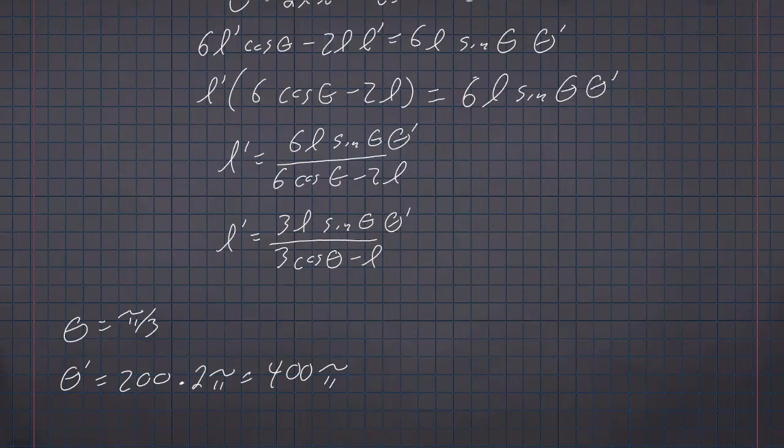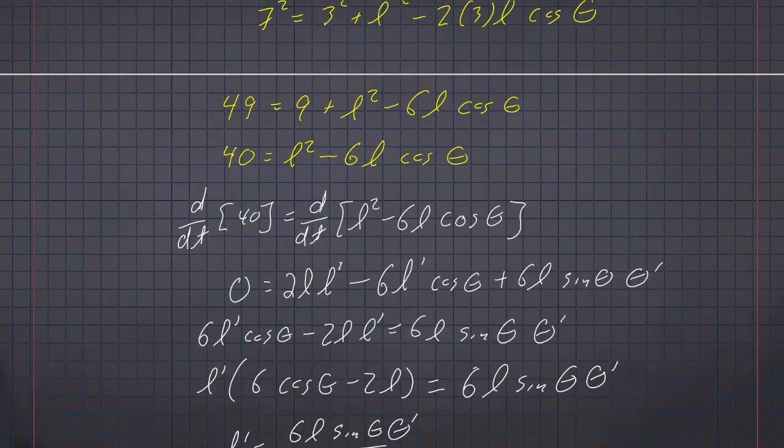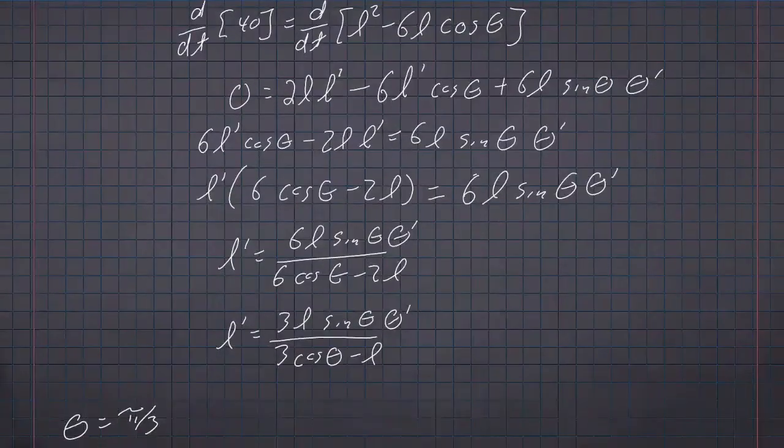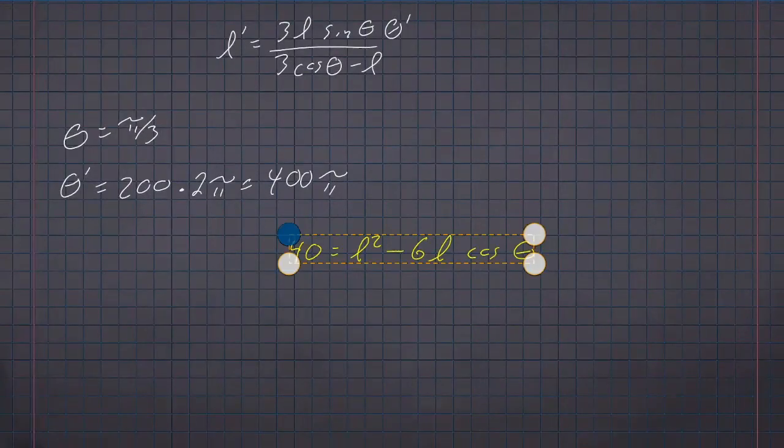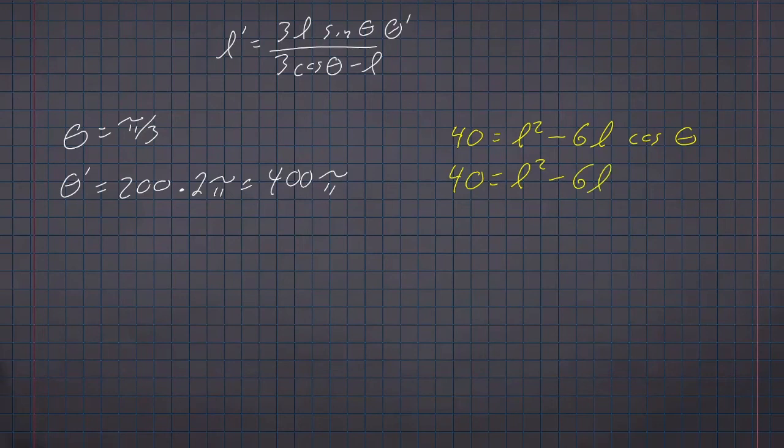L is a little bit trickier. To figure out L, I'm going to have to go back to the equation I got using the law of cosines. I know that I'm looking at the particular case where theta is pi over 3. So I can plug that in here. Right? Cosine of pi over 3 is 1/2.